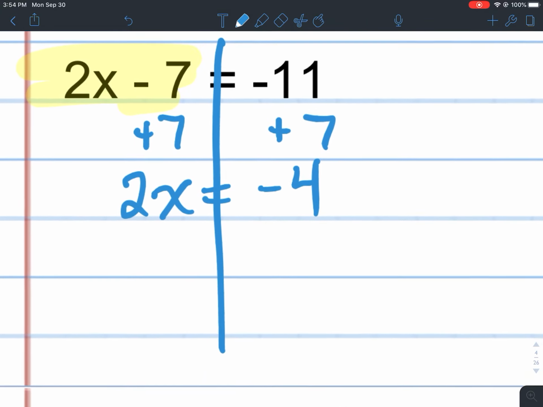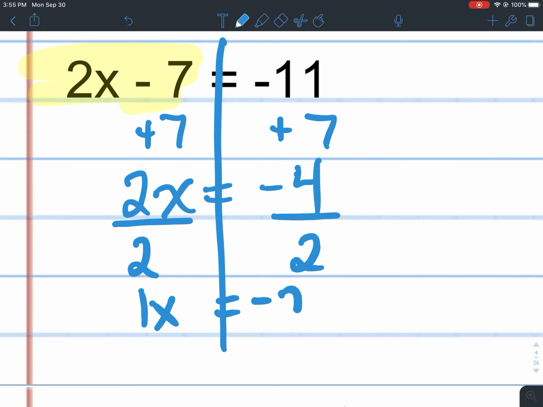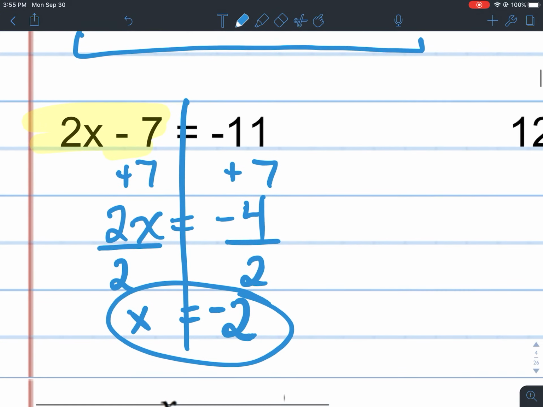Now from here, we can get rid of this 2, but since it's connected to the x, we're going to divide it off. We're going to make that 2 turn into a 1. So if I divide both sides by 2, 2 divided by 2 is 1x equals -4 divided by 2, which is -2. Or you could just write x equals -2, and that's our answer there. Now you can check it. 2 times -2 minus 7. So 2 times -2 is -4, minus 7 is -11.